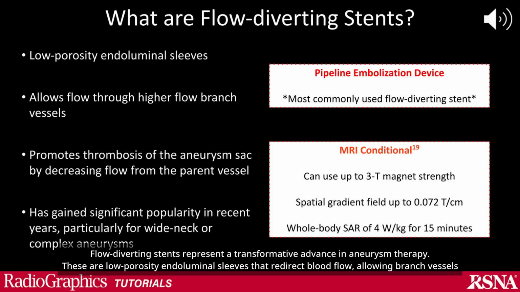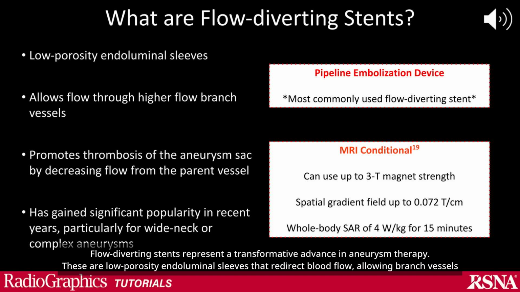Flow-diverting stents represent a transformative advance in aneurysm therapy. These are low-porosity endoluminal sleeves that redirect blood flow, allowing branch vessels to remain perfused while promoting thrombosis within the aneurysm sac. They are especially useful for wide-necked or complex aneurysms.